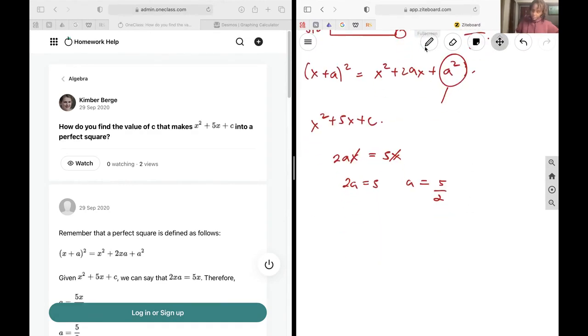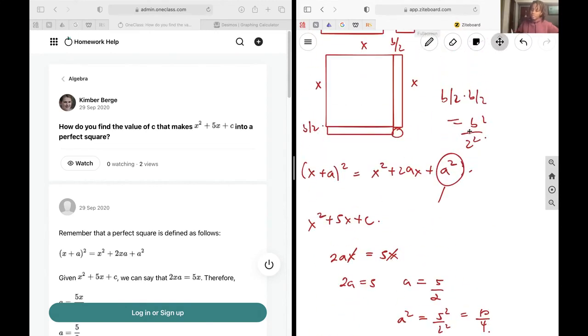b over 2. And so that means a squared is going to be b over 2 squared, so 5 squared over 2 squared, and that's 10 over 4. So in my question, c is going to be 10 over 4.